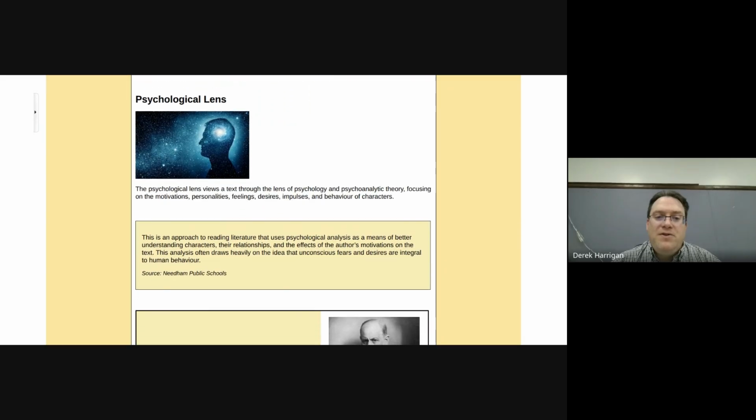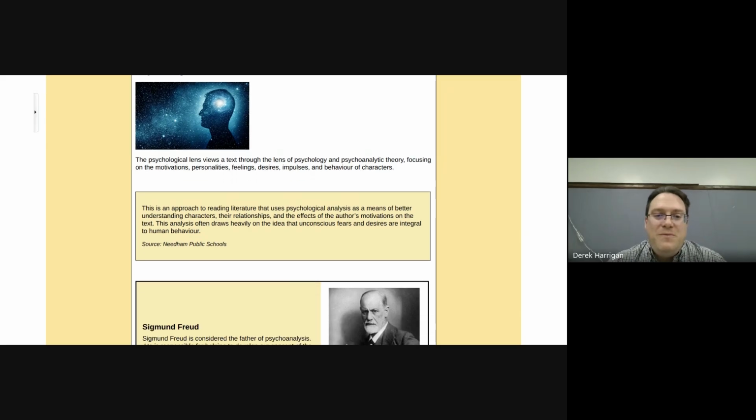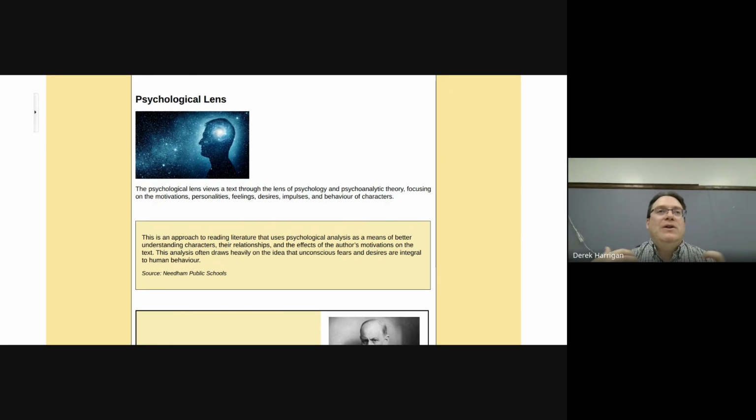The next one is called the psychological lens, and this one's really interesting. We apply psychological ideas and theories to the story that we have watched or read. So the psychological lens views a text through the lens of psychology and psychoanalytic theory, focusing on the motivations, personalities, feelings, desires, impulses, and behavior of the characters.